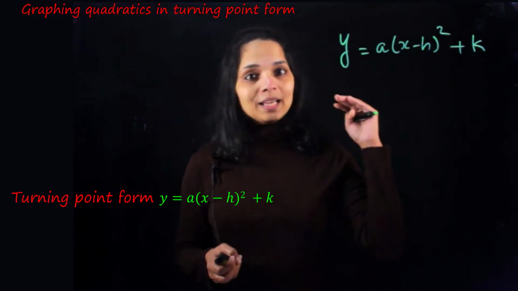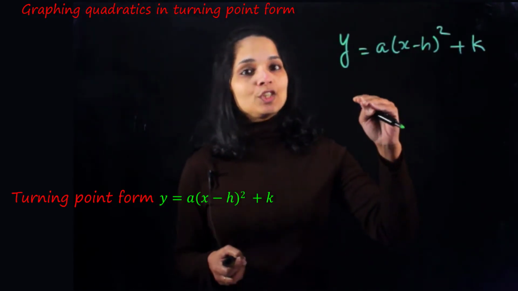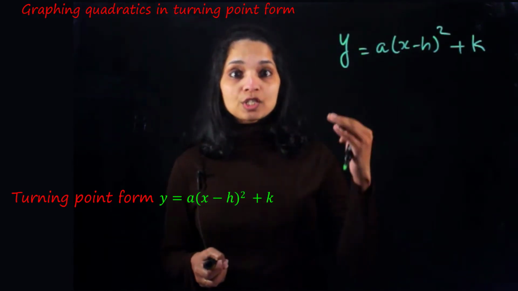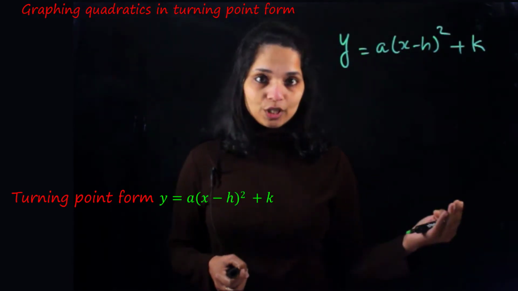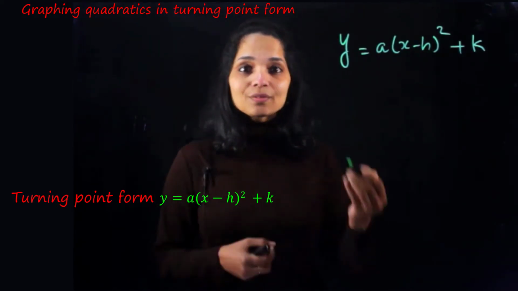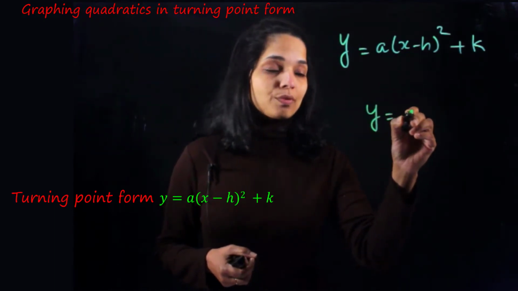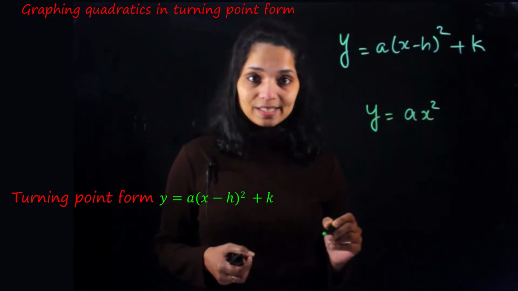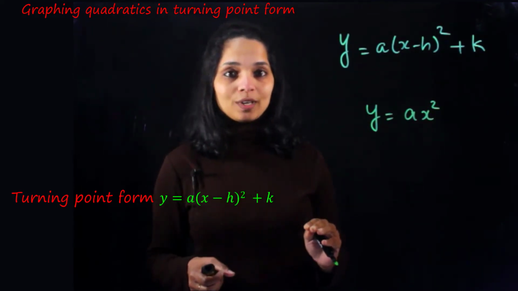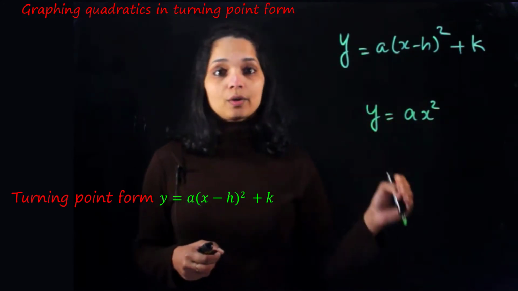The beauty of this turning point form is it straight away gives you the turning point or the vertex, which then makes the graphing much easier. Also, this turning point form gives us the kind of transformations that have occurred to the simple quadratic function y equals ax squared. So this turning point form is highly useful in that way. Now let's see how to use this turning point form to graph a quadratic function.